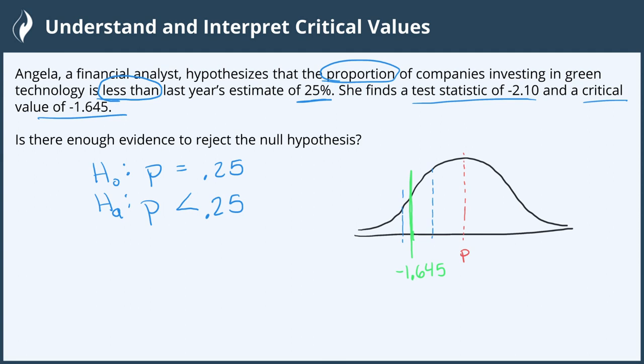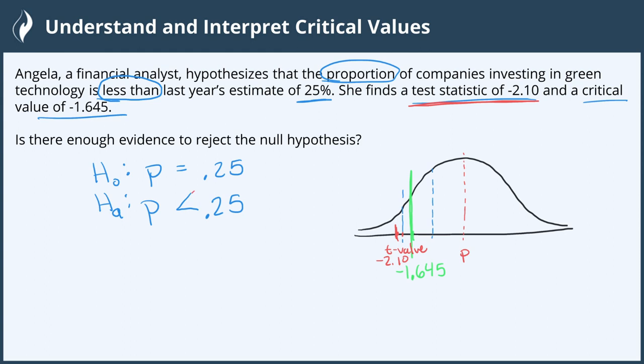Now let's go find where the test statistic lies, -2.1. This means 2 and 0.1 standard deviations below, because it's also negative. So we have 1, 2, that was here, so 2.1 is going to fall about right here. So our test statistic, or t-value, is -2.10, and it is falling beyond our critical value.